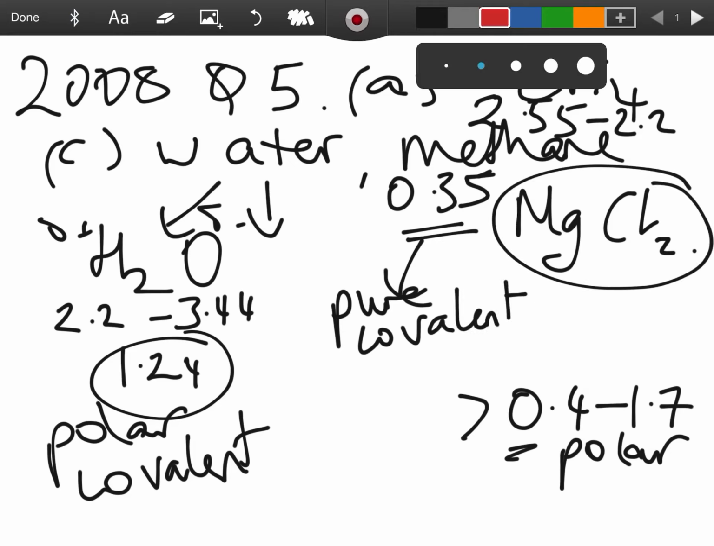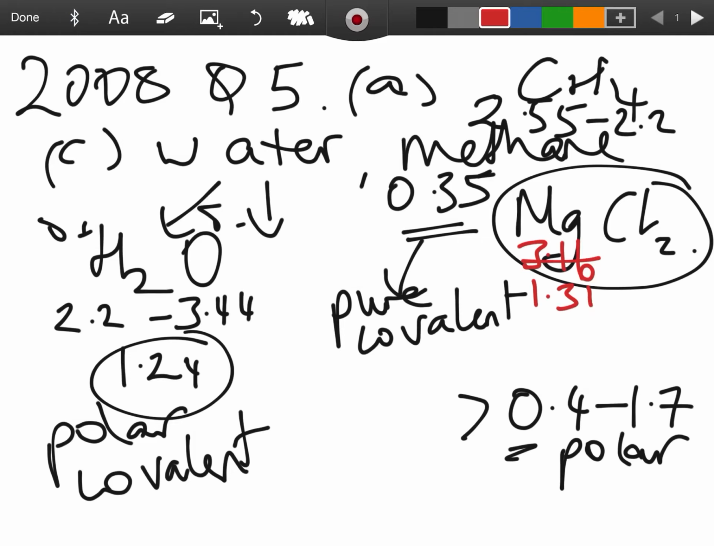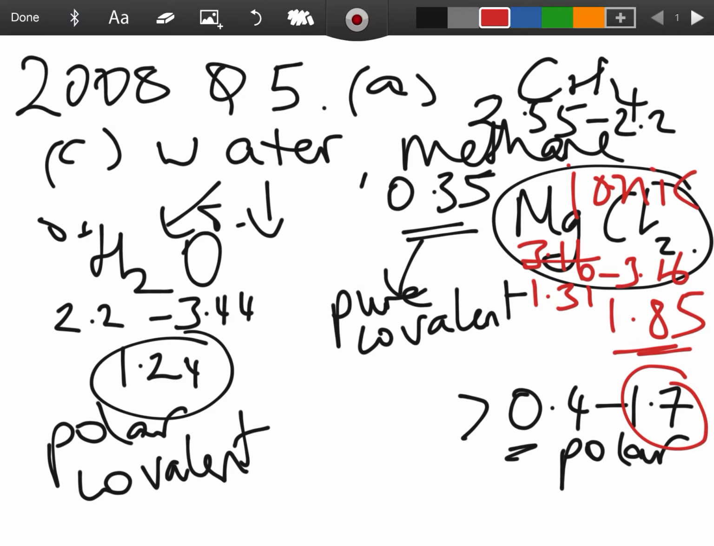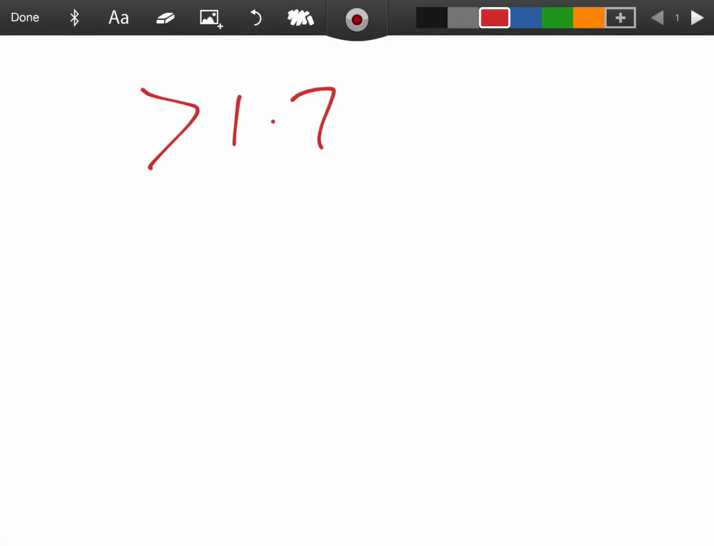And then the MgCl2. Magnesium's electronegativity value, when you look it up in your table, is 1.31. Chlorine is 3.16. So when you subtract there, you're getting a 1.85 difference, greater than the 1.7. So you know that that's ionic. If the difference is greater than 1.7, then your bonding is ionic.